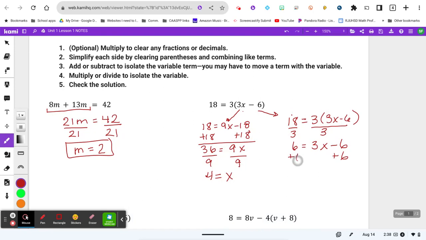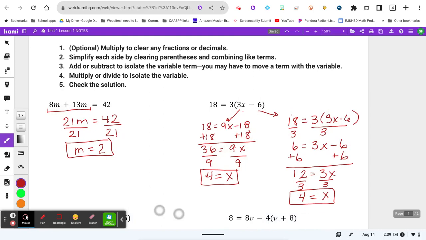Add 6 to both sides. Get 12 equals 3x. Divide both sides by 3, and we get 4 equals x. So the exact same answer, but 2 different ways. And you can pick whichever way you want to do.